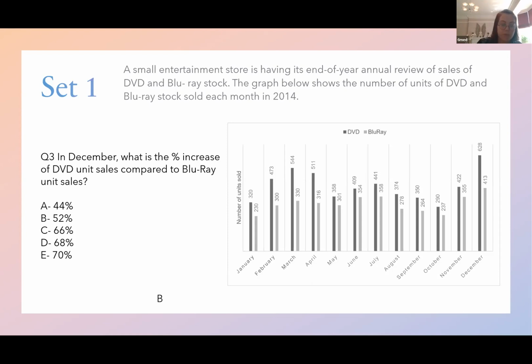215 is the difference between the two numbers. Sorry, I was just checking my working out. And then what we do is we divide that 215 by what the original sale is. So it's saying compare it to the Blu-ray. So we use the Blu-ray figure and we do 215 divided by 413, and then we times it by 100, and that gives you 52. So that's the answer, 52%.